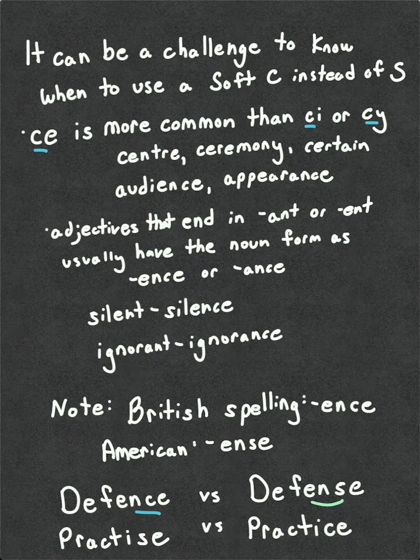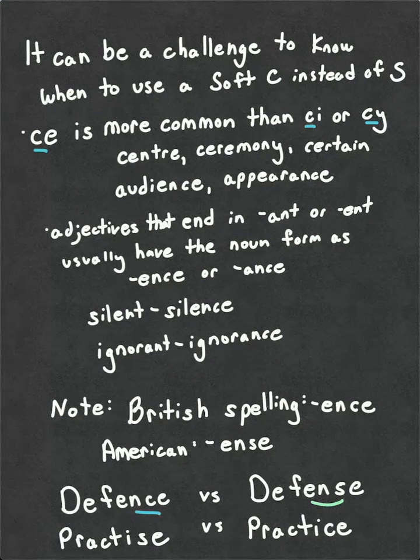Note that the letters CE are more common than the combination CI or CY. Look at the words center, ceremony, certain, audience, appearance. So going back to what was said in the last slide, it's all about the other sound that's coming along with the S. If you know it's being made by an E, an I, or a Y, chances are you're going to use the letter C.